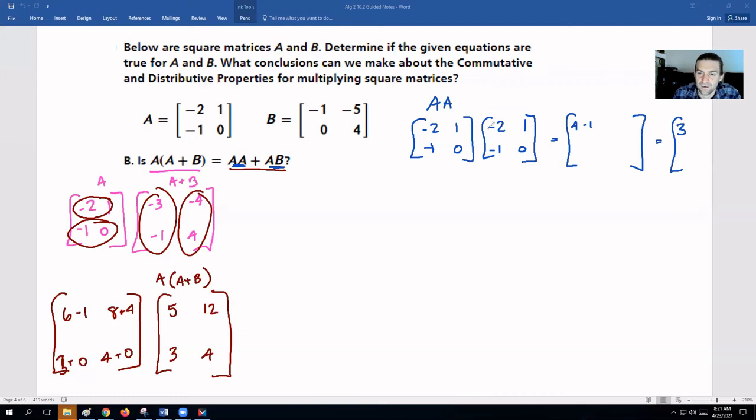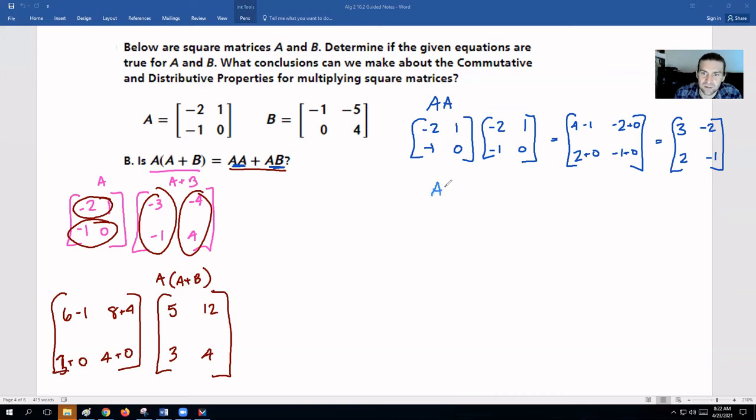All right, next, second column here. -2 times 1 is -2. 1 times 0 is 0. -2 plus 0 is -2. All right, now second row, first column. -1 times -2 is 2. 0 times -1 is 0. And so we get a 2 here. All right, and then second row, second column. -1 times 1 is -1. 0 times 0 is 0. -1 plus 0 is -1. All right, so that's A times A.